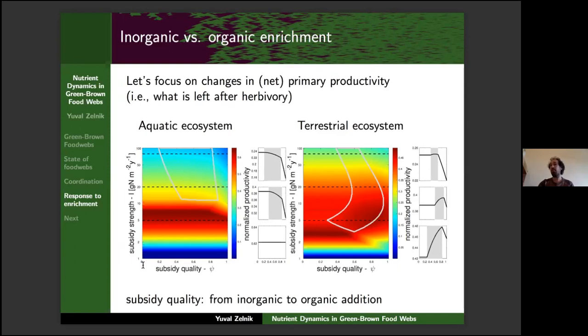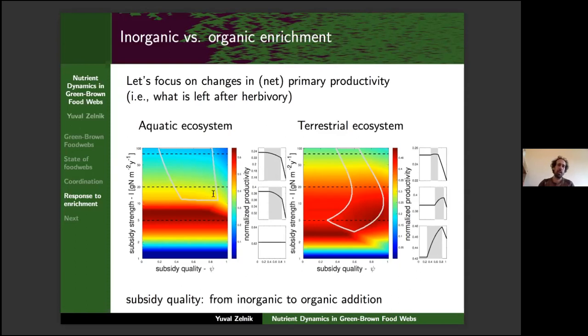So here at 0 on the left, it's completely inorganic additions, and here on the right at 1, it is completely organic additions. And in the colors, we see just how much productivity we have. I use here this normalized productivity just for clarity. Basically, this is how much net primary productivity there is over how much subsidy strength there is. So if you will, it's something like the nutrient use efficiency, right? If I put in a kilogram of nitrogen, how much biomass in nitrogen do I get back? So that's what it's showing here.